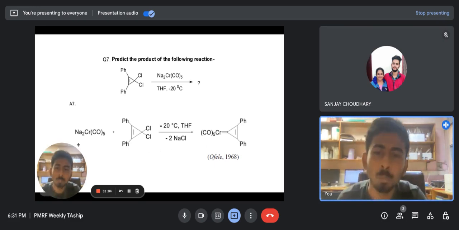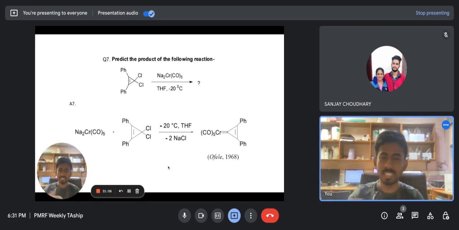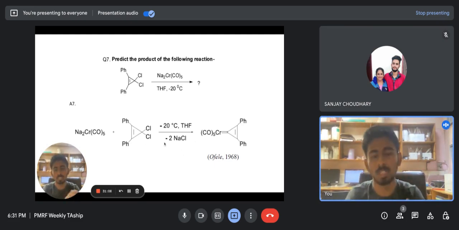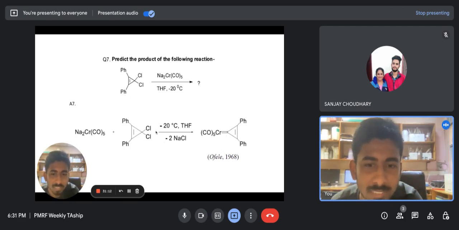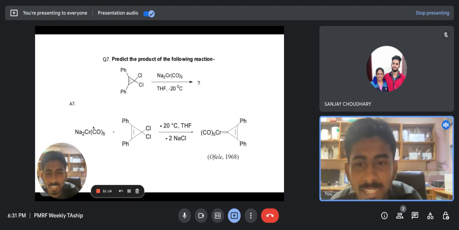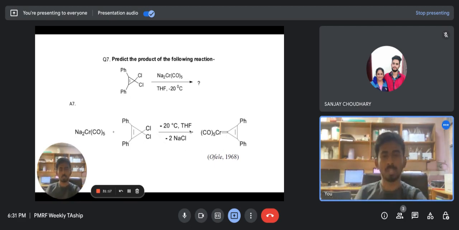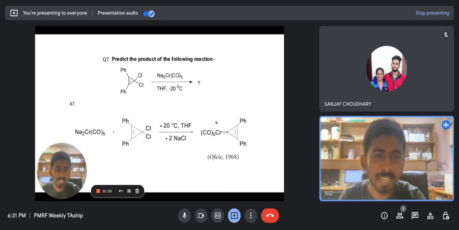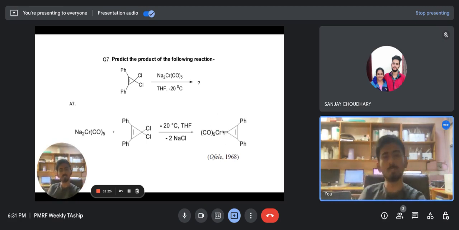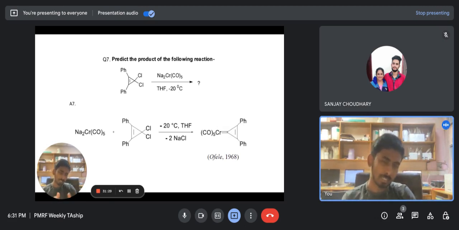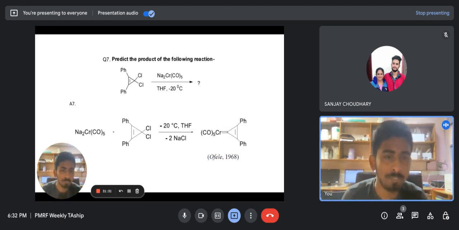In the first step, one molecule of NaCl will be liberated, the Na+ and the Cl- from this cyclopropenyl moiety. In the second case, one of the Cl groups is here, and another negative charge will be there with the Na+. So again a nucleophilic attack will occur, and this NaCl will be liberated. So 2 moles of NaCl will be liberated, and again a double bond will be formed between the chromium and the carbon. So that's why this Fischer type of carbene compound will be formed.